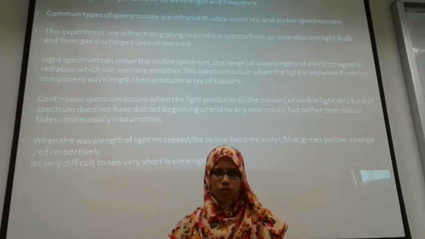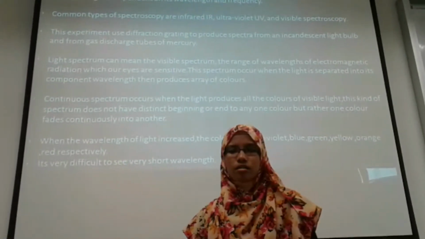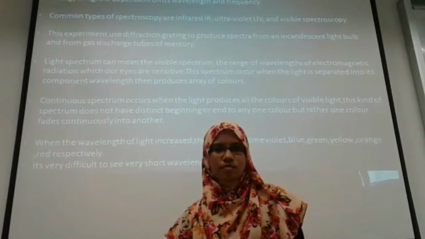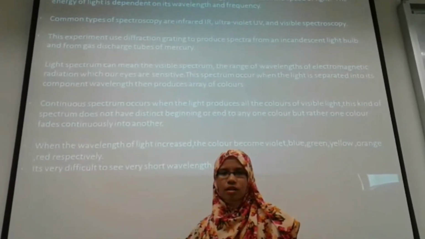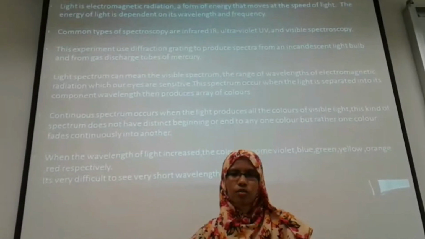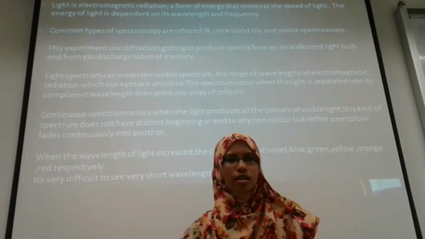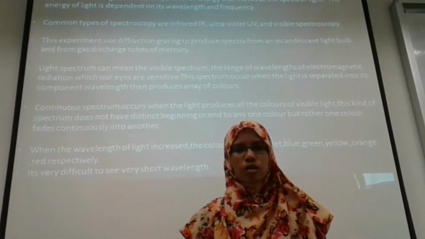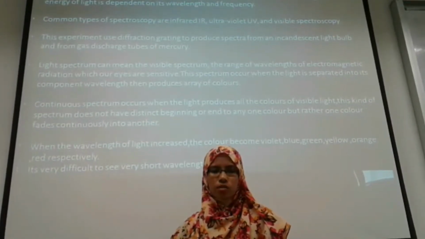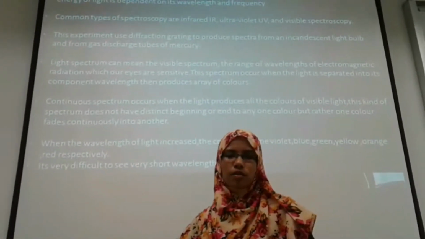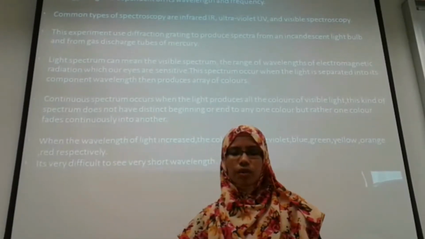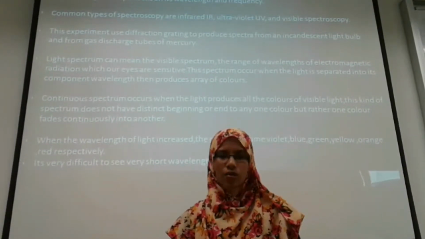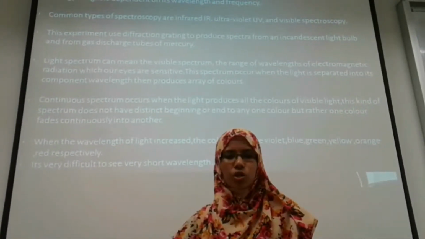There are two types of spectrum, which are continuous and discrete. But based on our experiment, the diffraction spectrometer, we observe the presence of a continuous spectrum. A continuous spectrum occurs when the light produces all the colors of visible light. This kind of spectrum does not have a distinct beginning or end to any one color, but rather one color fades continuously into another.